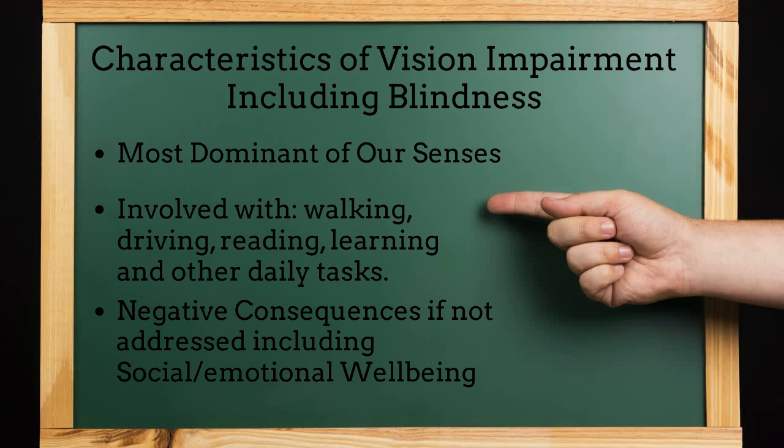We will now discuss the characteristics of vision impairment, including blindness. Vision is our most dominant of our five senses. Vision has to do with walking, driving, reading, learning, and other daily tasks. Think for a second how your daily life would change if you had blurred vision or a vision impairment each day. Negative consequences of not addressing this include social emotional well-being, a lot more stress, anger, and frustration throughout your daily life.